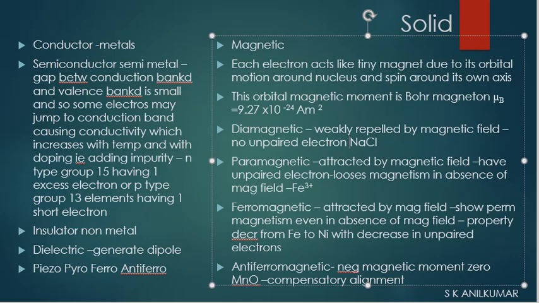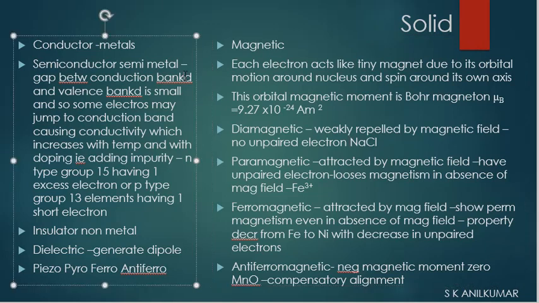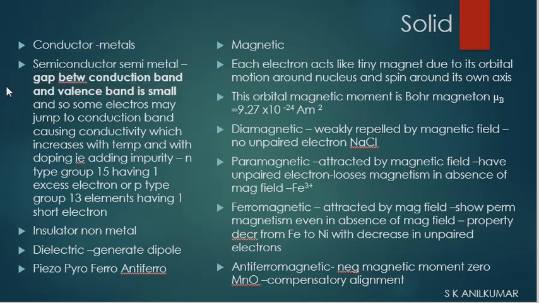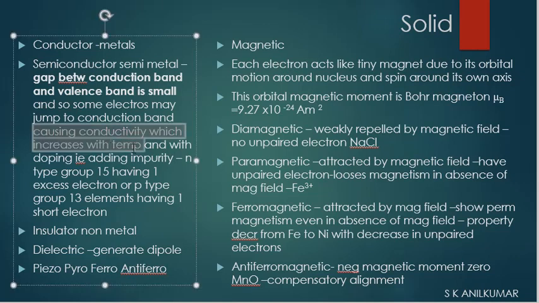Semi-metal or a gap between conduction and the valence is small. Gap between conduction band and valence band is small. Because of this small gap, conduction is happening sometimes when it jumps and not happening when it is not jumping. So some electrons may jump to the conduction band and then it will cause conduction. Some electrons may not jump to the conduction band and so conductivity may not be there. That is why it is called semiconductor. This conductivity increases with the temperature.